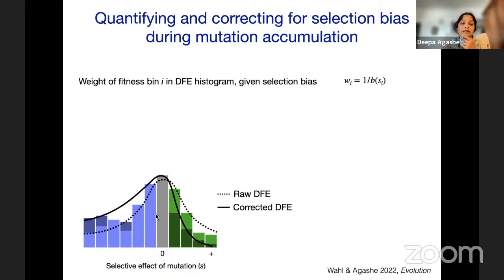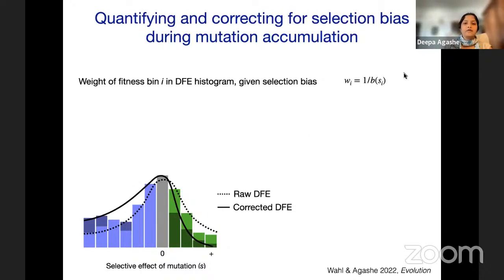Remember in this cartoon earlier, I'd said, if your raw DFE is shown by this dotted line here, which is a lot more symmetrical on both sides, what's going to happen is that the deleterious mutations are going to be underrepresented in this DFE that we observe because they will be lost in the population. And the beneficial mutations are going to be more likely to be observed in our raw DFE because they are more likely to hang around and make it to our final population when we get single mutants.